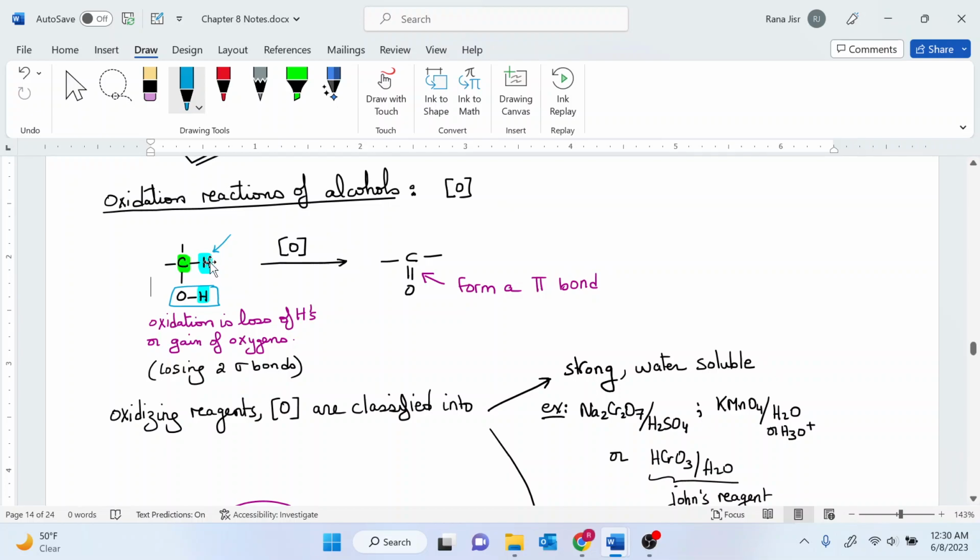alcohols, then the carbon is going to lose a hydrogen and the oxygen of the OH will lose a hydrogen as well. So see here, you are breaking two sigma bonds. You're breaking a sigma bond here and you're breaking a sigma bond in there. And by definition, when you break two sigma bonds, you are going to form a pi bond.